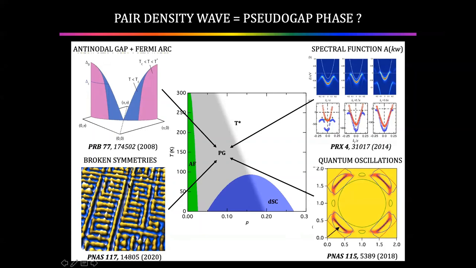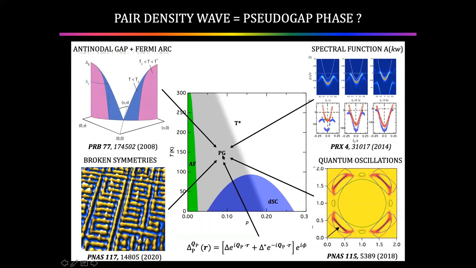Now, I must not oversell this proposal because there is one major issue still on the table. If I write the order parameter for a pair density wave, it modulates the pair field periodically in space. Everything I've shown you here is consistent with this. But it also breaks gauge symmetry. It's a superconductor. Pair density waves should superconduct electrical current with no dissipation. And the pseudogap is not a superconductor.